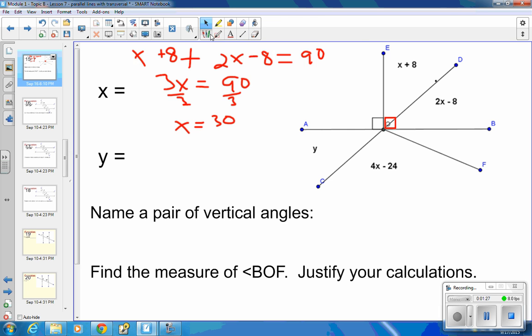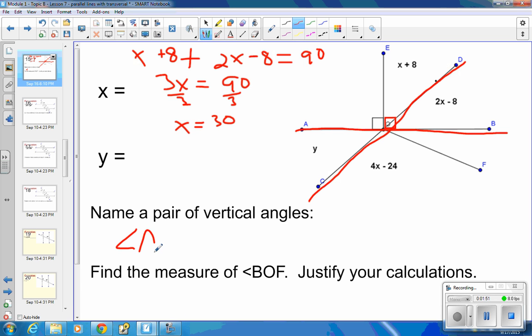So if I look at this line next to y, and this other line that borders y, I see I have vertical angles here. And this next question says, name a pair of vertical angles. So A to O to C is a vertical angle. So AOC is a vertical angle, angle A, O is my vertex, and C, and angle D to O to B is also a vertical angle. So those two angles have to be congruent or the same measure.